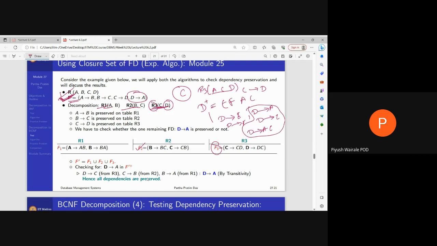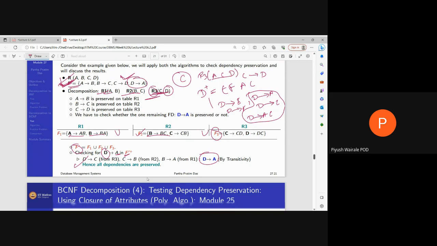So based on the parent functional dependencies, take the closure of each attribute and try to find out which are applicable to this R3. So here we have found A, AB, B, BA, okay? So these three are functional dependencies. Take the union of all three functional dependencies F1, F2, F3, call it F dash, and check whether this functional dependency is preserved or not using F dash. So just take the closure of D plus based on F dash, okay? If A is there, then we can say D determines A is preserved, okay? So this is the case for functional dependencies getting preserved.